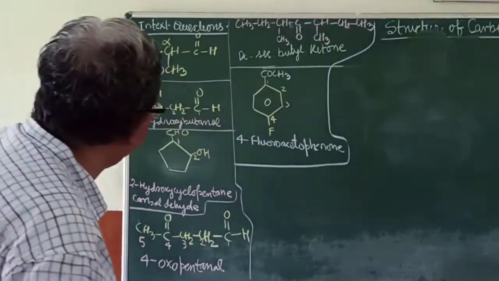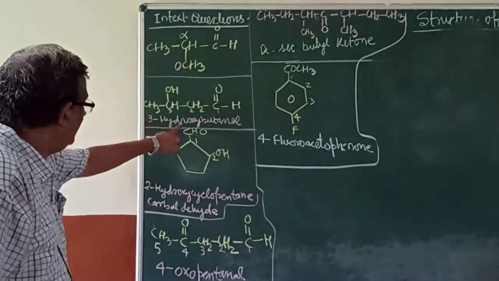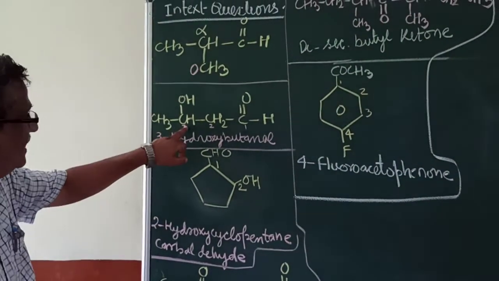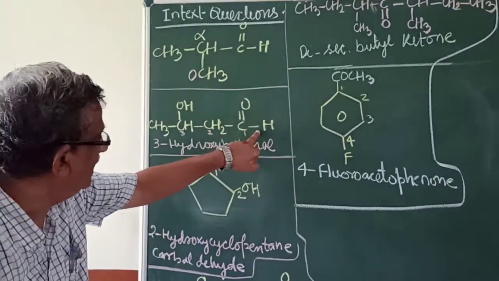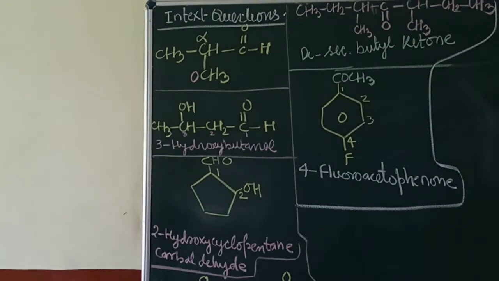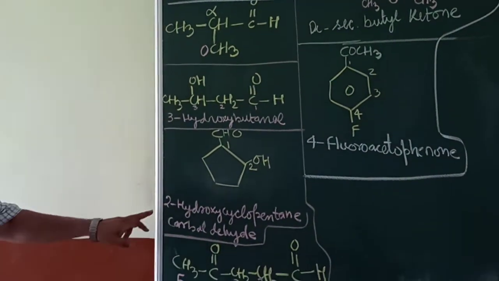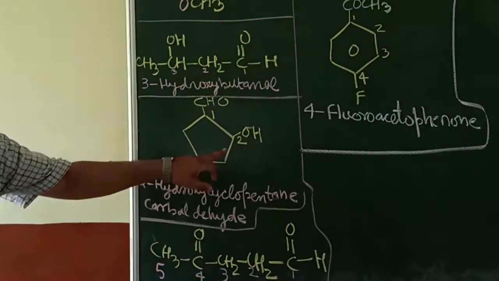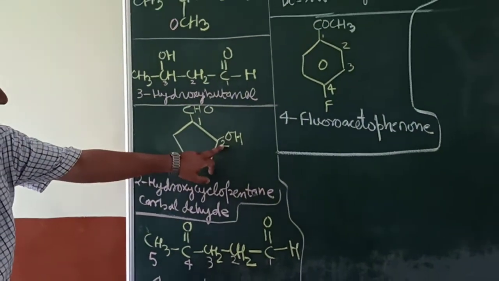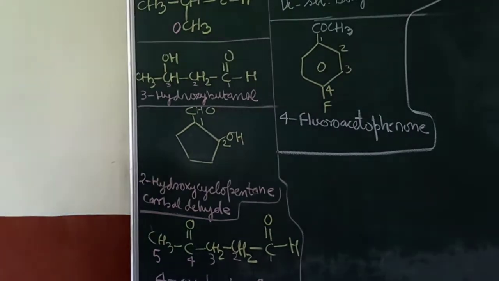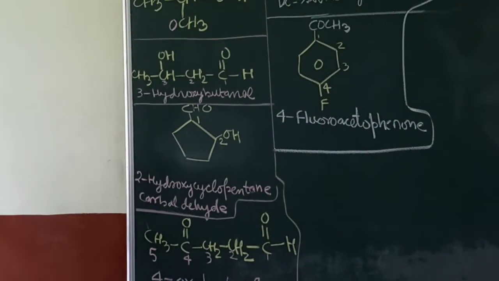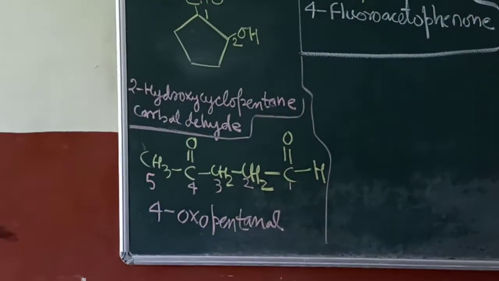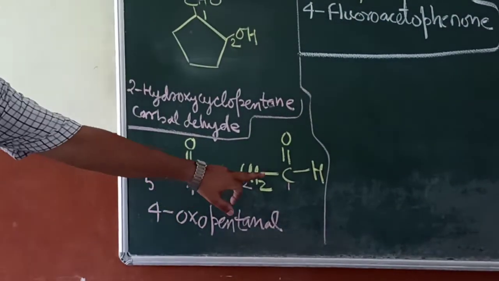The second one is 3-hydroxybutanol. You have to write the structure. This is 3-hydroxybutanol. The third one is 2-hydroxycyclopentane carbaldehyde. This is 2-hydroxycyclopentane carbaldehyde. The fourth one is 4-oxopentanol. This is your structure.